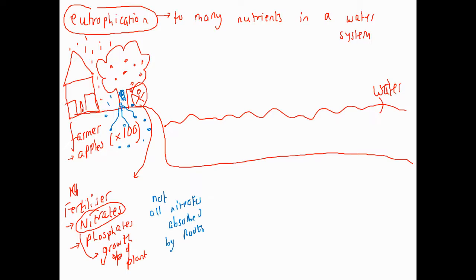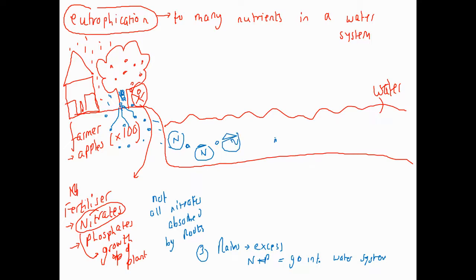Now, what happens, boys and girls, is when it rains, so number 3, hopefully you can guess that the excess nitrogen, I'm just going to put N and P, goes into the water system. Look, that N and P wash off into the water system. But there's also phosphates.